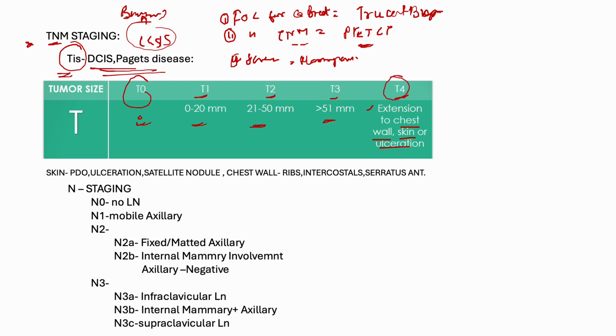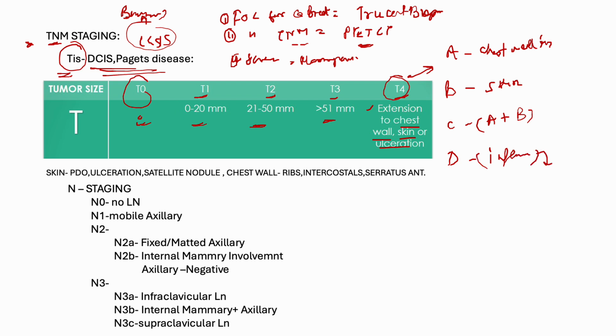Now coming to T4, T4 can be T4A, T4B, T4C and T4D. A means the chest wall is involved. B means skin. C means chest wall and the skin both are involved. D is inflammatory. How do you identify inflammatory? More than 1/3 of the breast tissue will be having peau d'orange. Okay, this carries the worst prognosis.